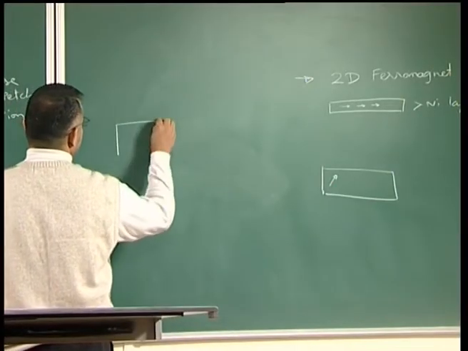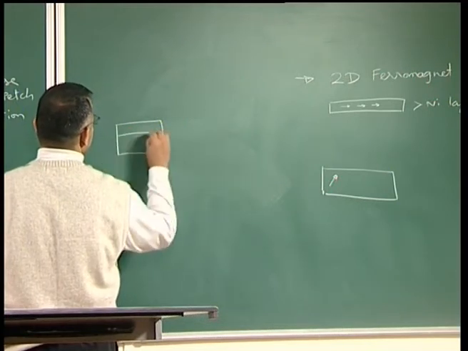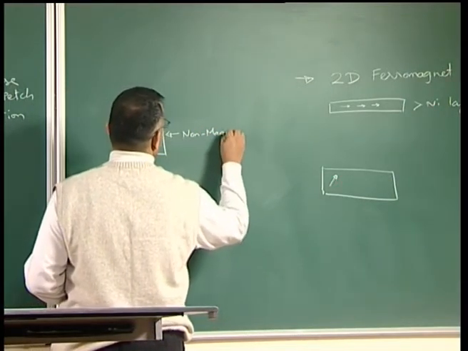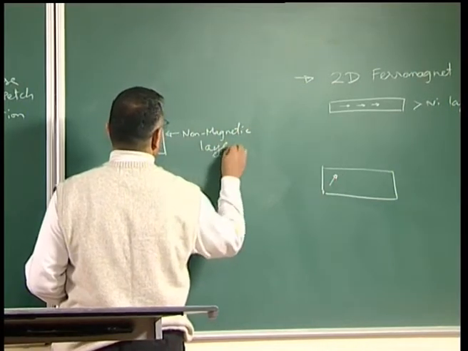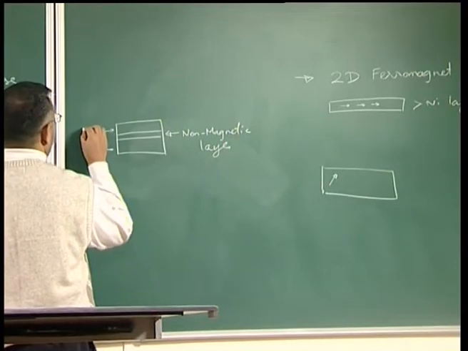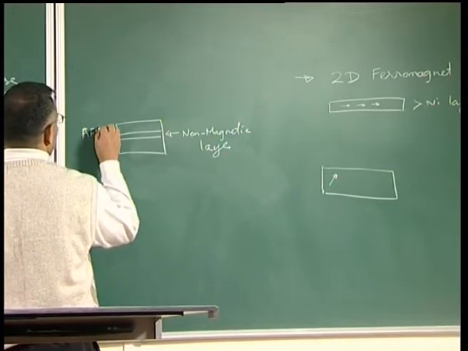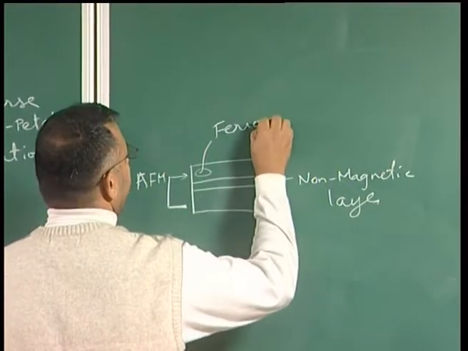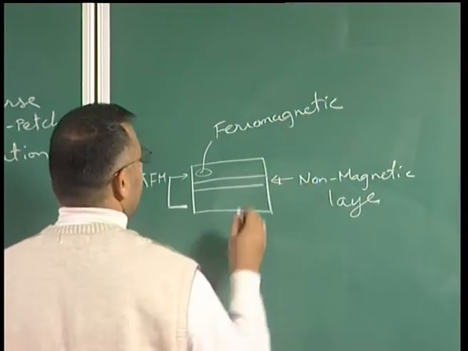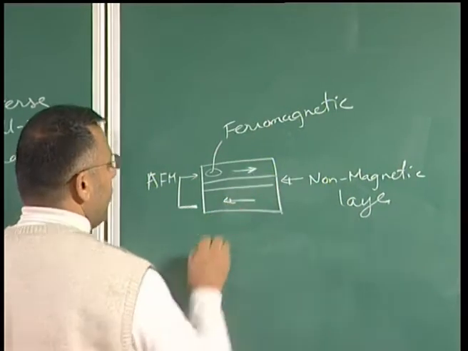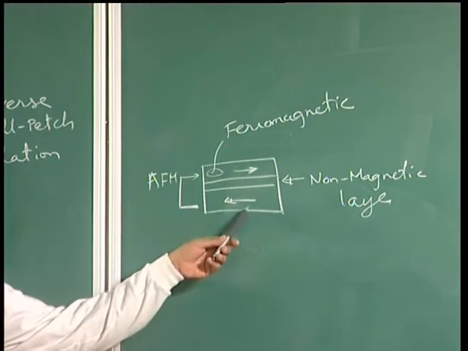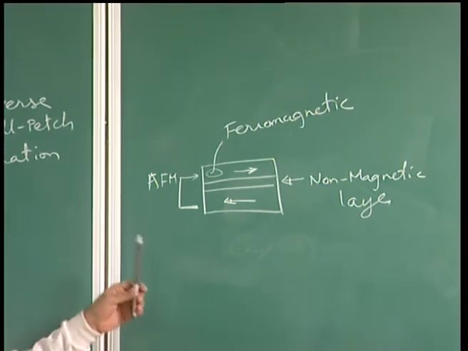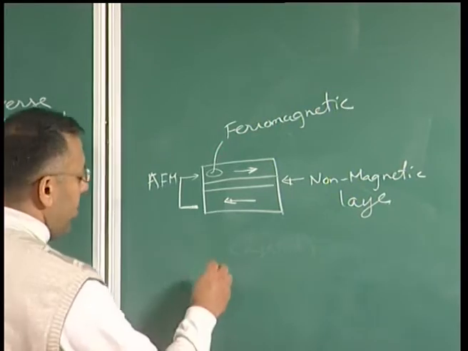So, I make a hybrid of three layers, and this is a non-magnetic layer. And these are antiferromagnetically coupled ferromagnetic layers. So, the coupling between the two is antiferromagnetic, but these layers by themselves are ferromagnetic. So, in the absence of a magnetic field, the spins in one layer are pointing opposite to the spins in another layer, and this is now my high resistance state, and the resistance is coming from spin dependent electron scattering.